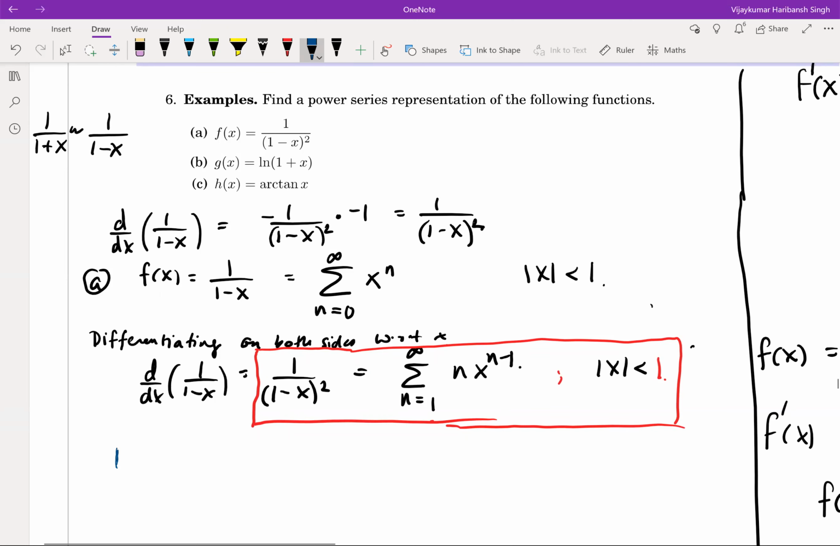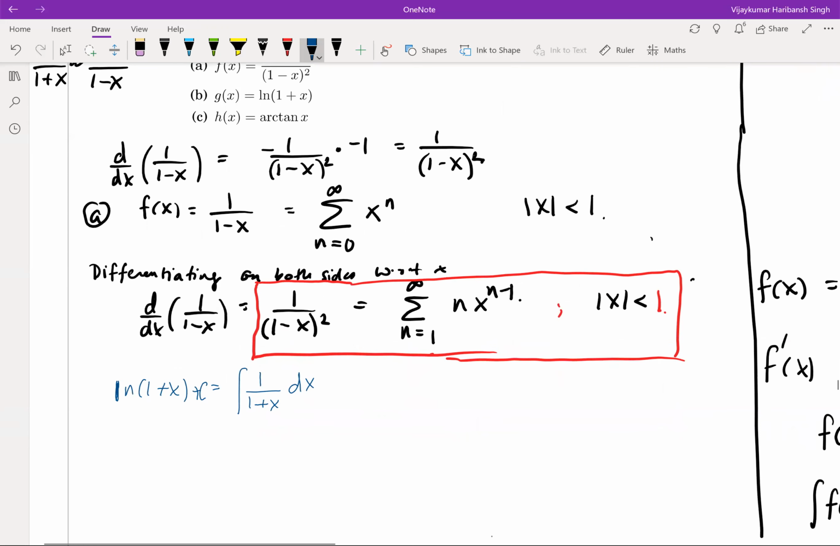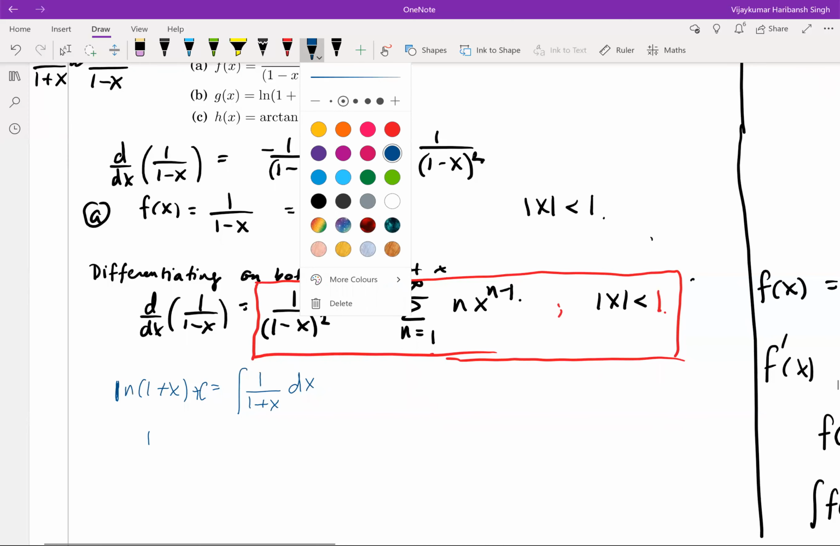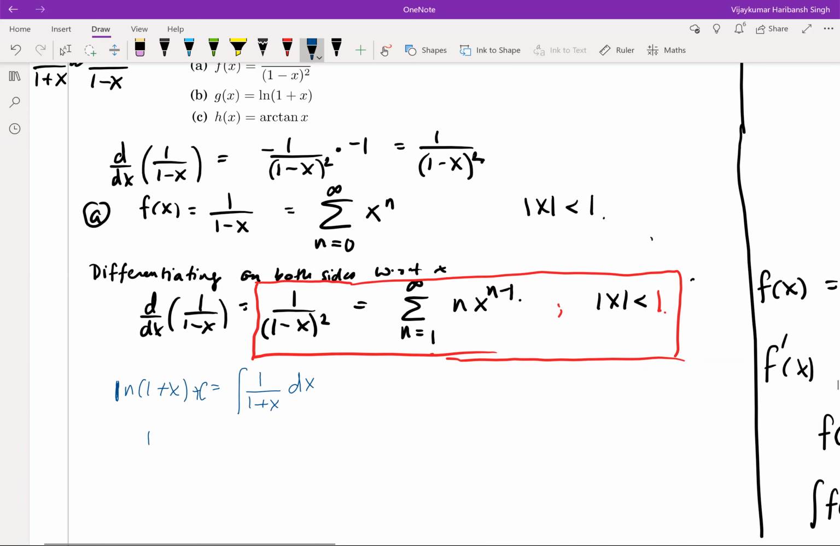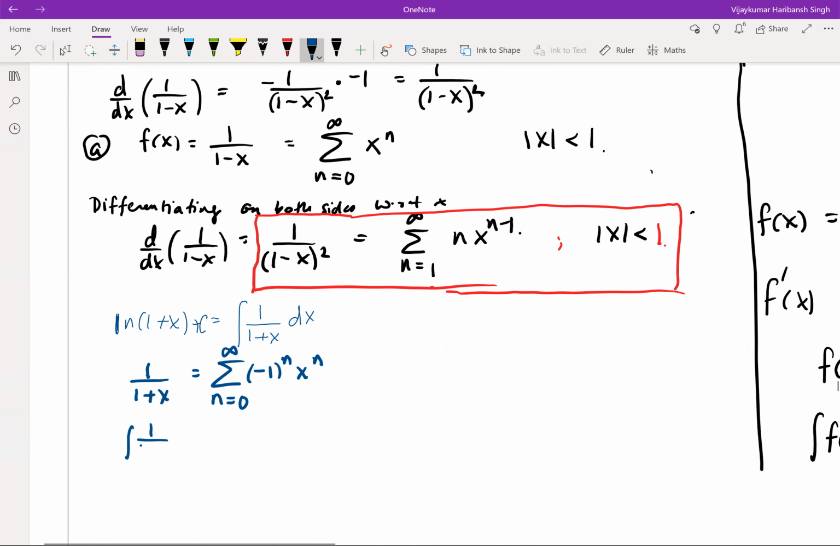So notice the following. ln of 1 plus x, how do we get it out of either 1 plus x or 1 minus x? Notice that this is going to be the integration of 1 upon 1 plus x dx. If you integrate this, you get ln of 1 plus x plus a constant c, right? So let's do that. We already know the expansion for 1 upon 1 plus x, which is the summation n equals 0 to infinity of minus 1 to the power n x to the power n. So integrate on both sides. The integration of 1 upon 1 plus x dx is going to be the summation n equals 0 to infinity of minus 1 to the power n times the integral of x to the n dx. Note that this can only be done when the absolute value of x is less than 1.